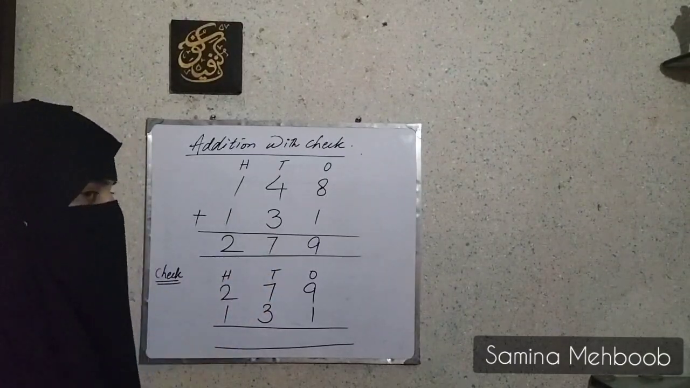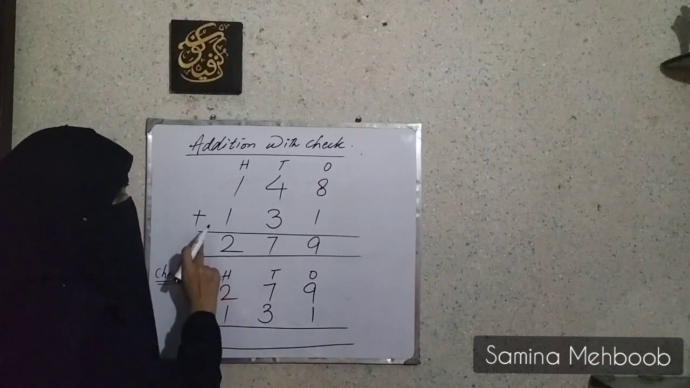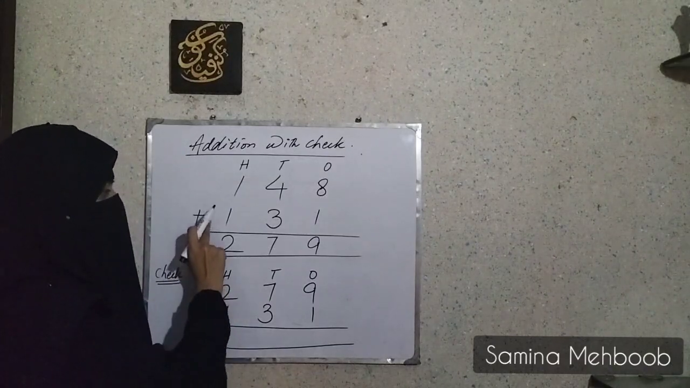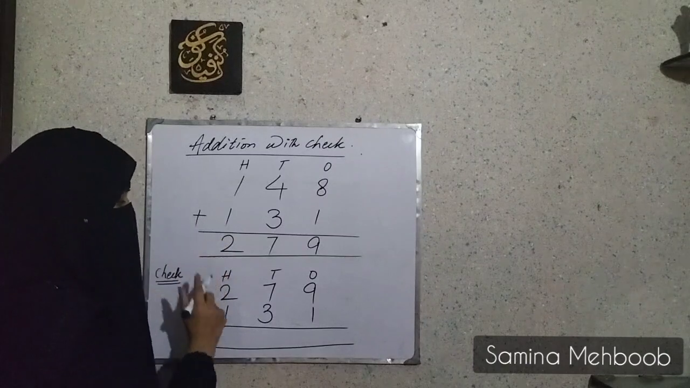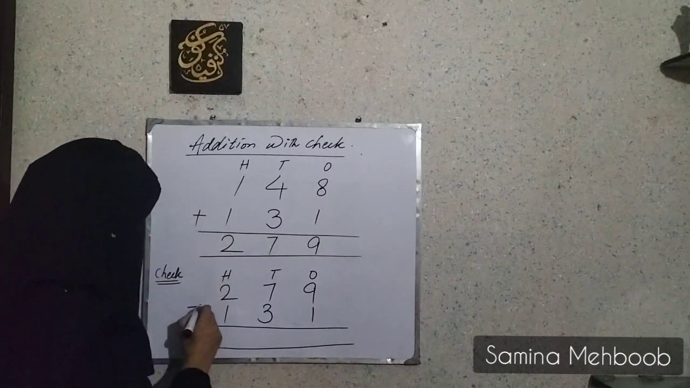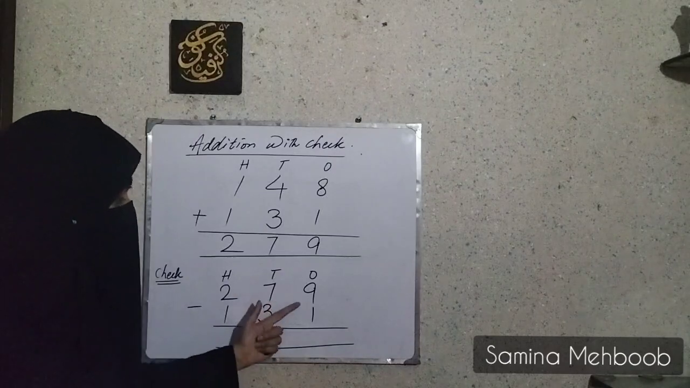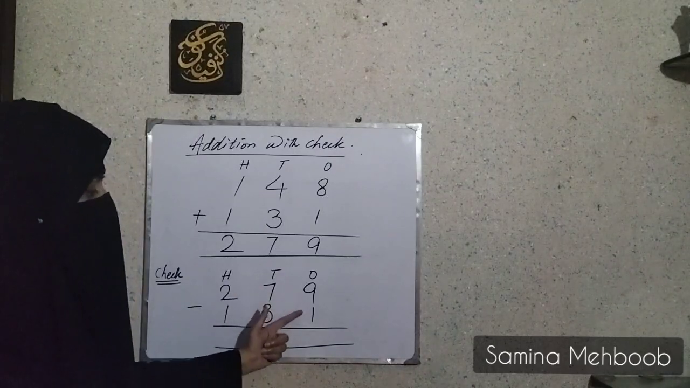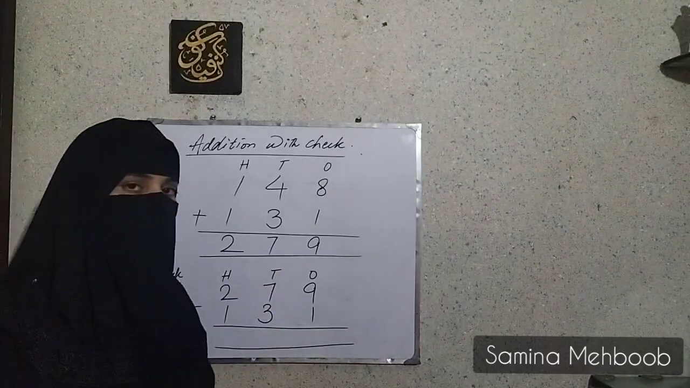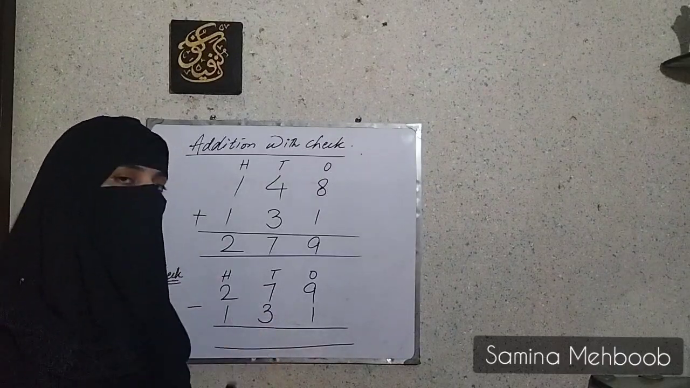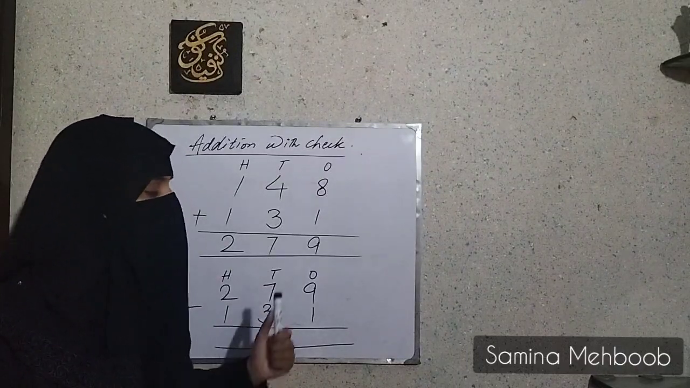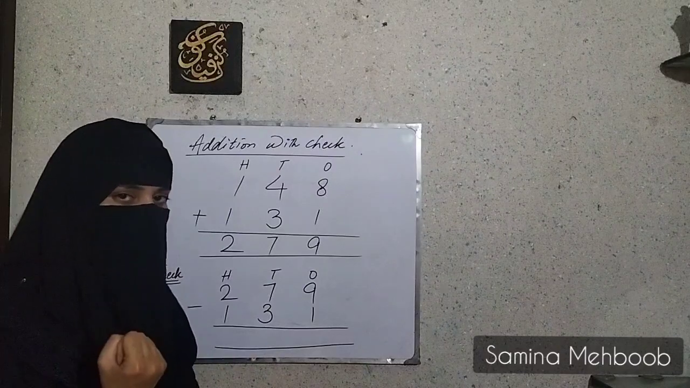Now to check the answer, either our question is right or wrong, what we will do? We will subtract. We will subtract the second number from the answer. Right here, subtraction symbol. This is also called minus symbol. Okay. What is the smaller number here? 1. What we will do? Make a fist.